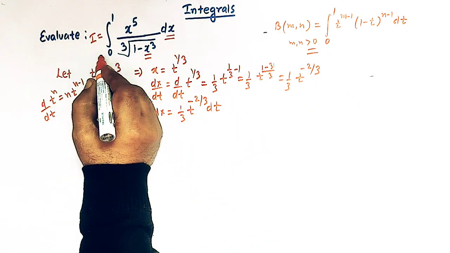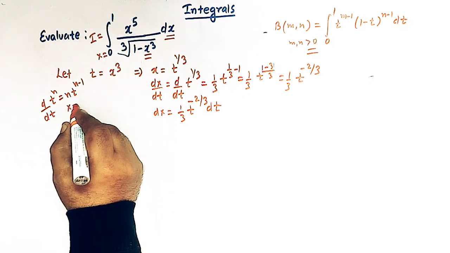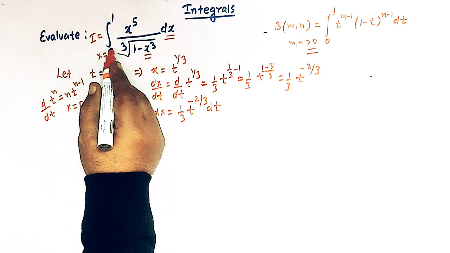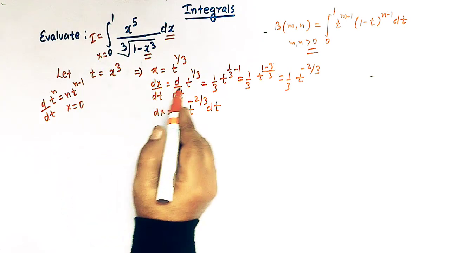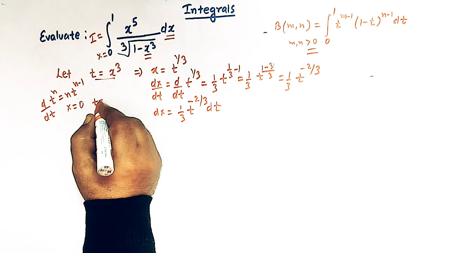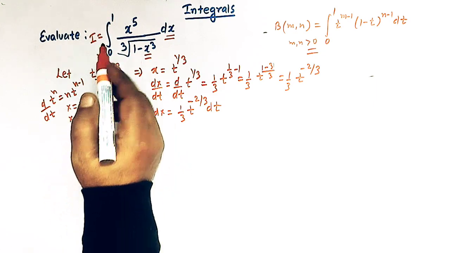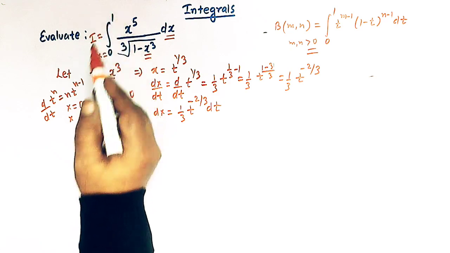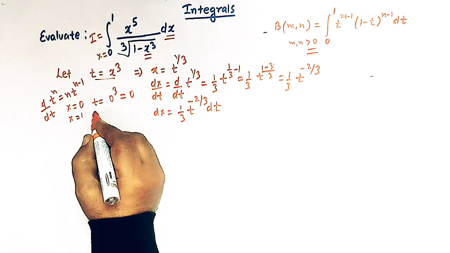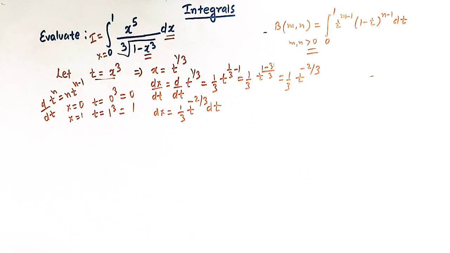Now the limits of integration vary from 0 to 1. When x is equal to 0, which is the lower limit, the value of t can be obtained from this relation: t is equal to 0 cube, that is 0. And when x is equal to 1, which is the upper limit, we have t equal to 1 cube, that is equal to 1.